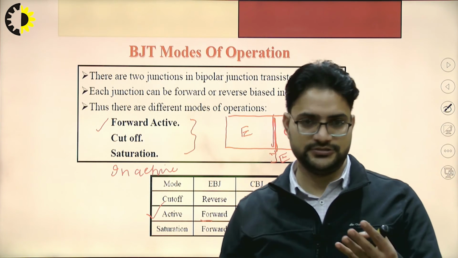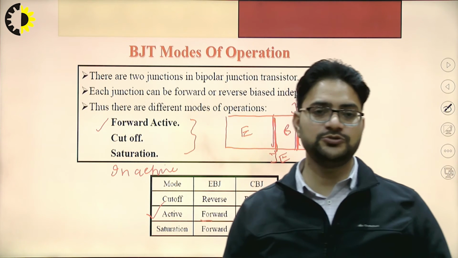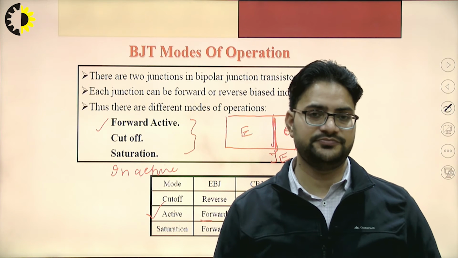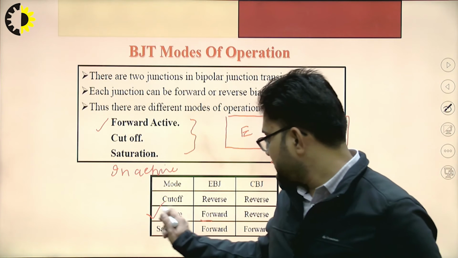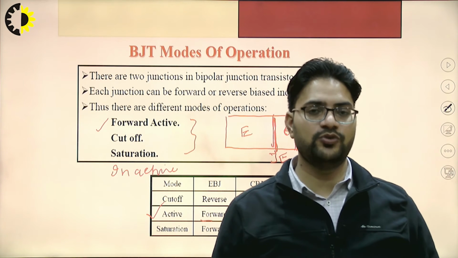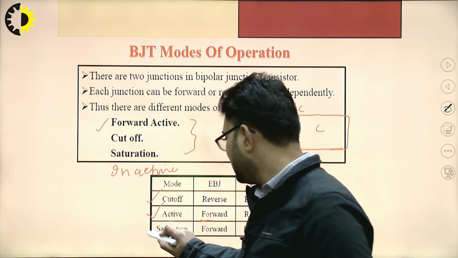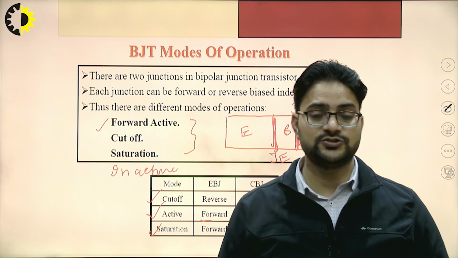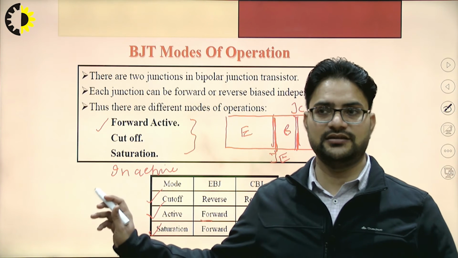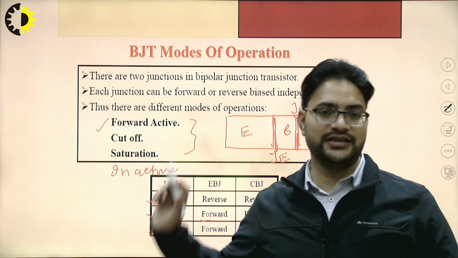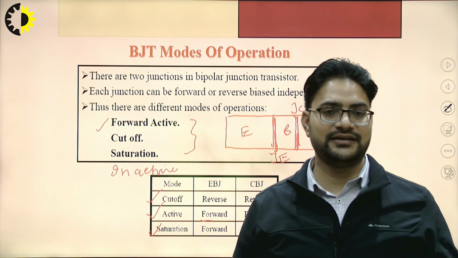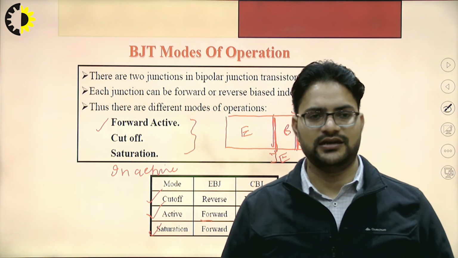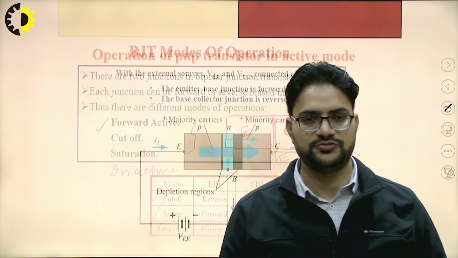If I talk about the application purpose, we generally use the active mode for amplifying purposes. The saturation and cutoff modes are used for switching purposes. So these are used in NAND gates and NOR gates. If you want to make a NAND gate, NOR gate, or any logical expression, we can use this, and they are used in the cutoff or saturation mode.